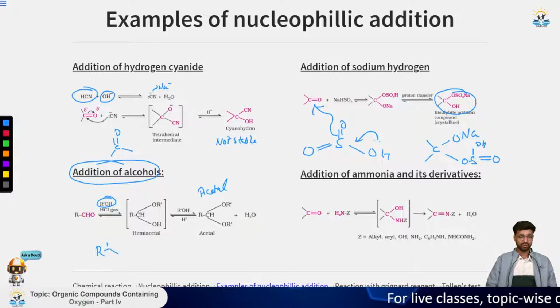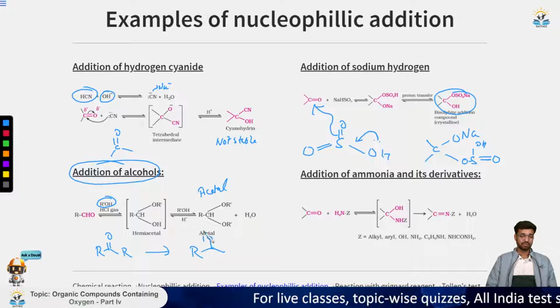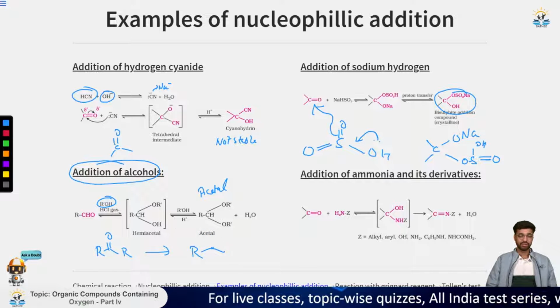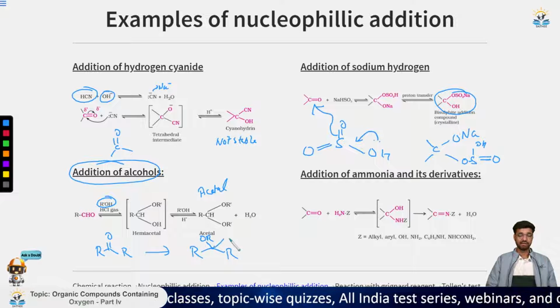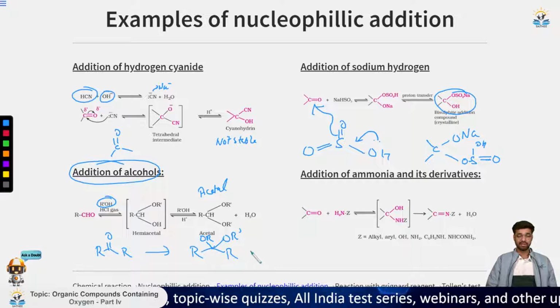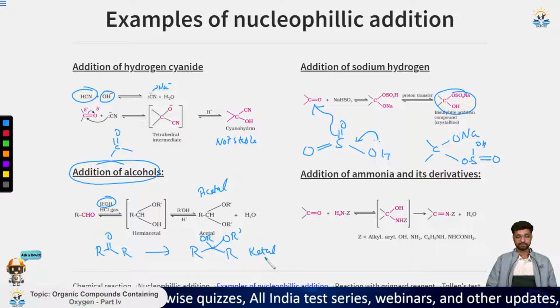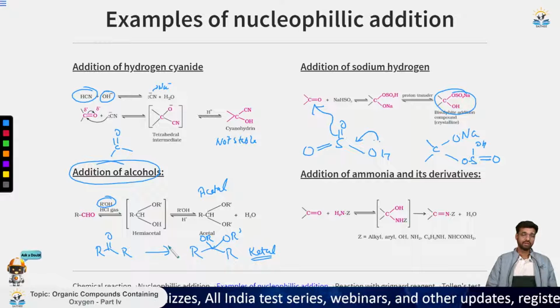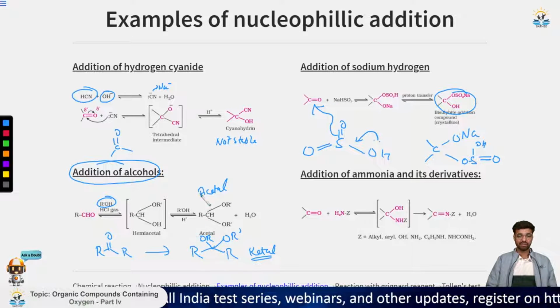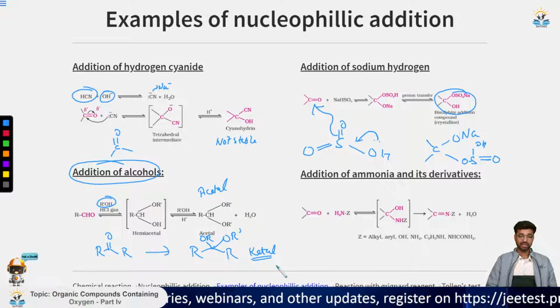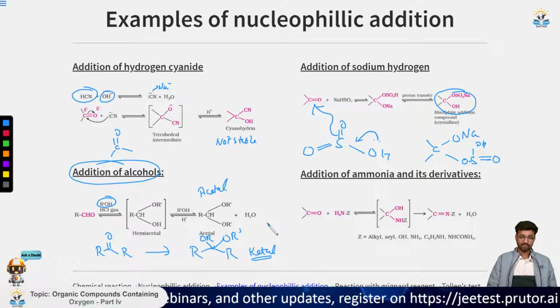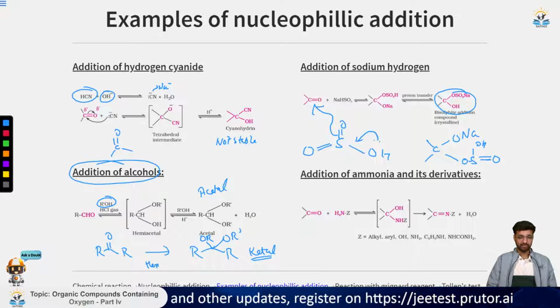We can use ketone also in this place. If we use ketone here instead of aldehyde, then we will get this kind of product and it is called a ketal. It is called acetal because we have an aldehyde, and if we have a ketone, we will call this a ketal, and the intermediate will be a hemiketal.